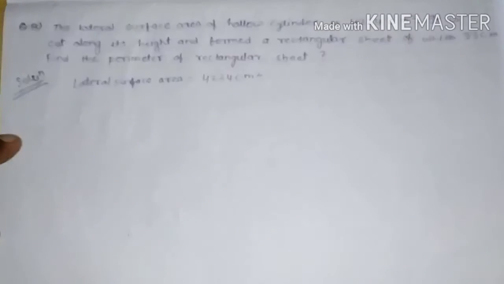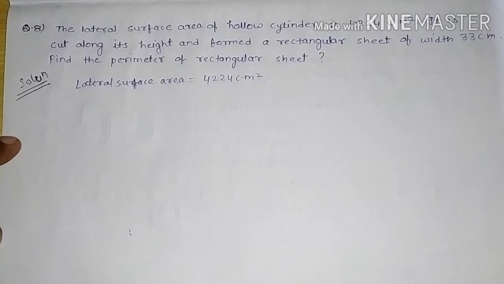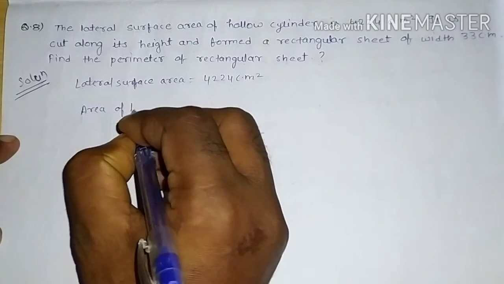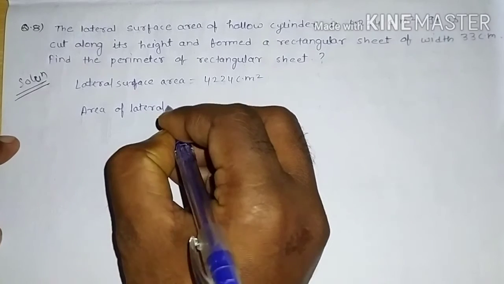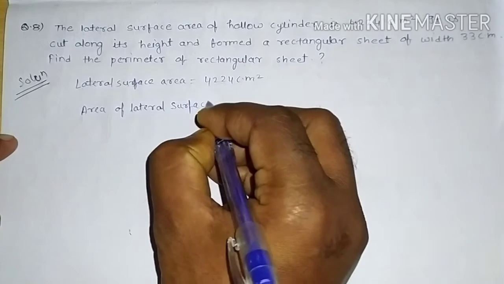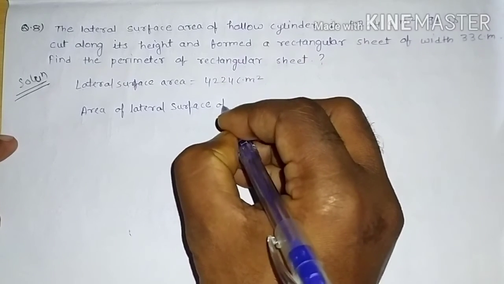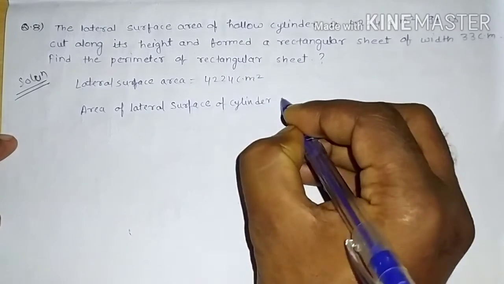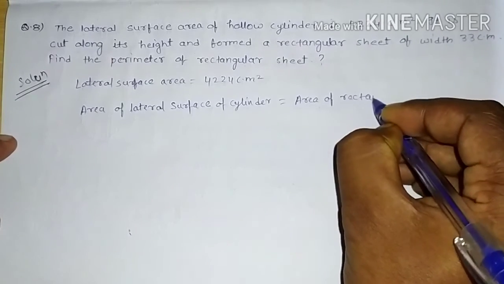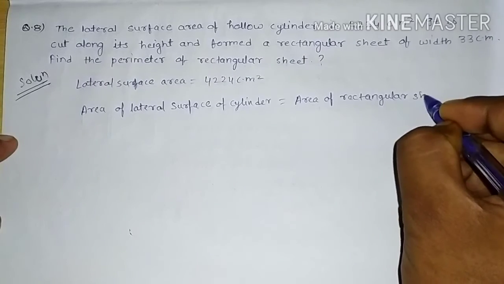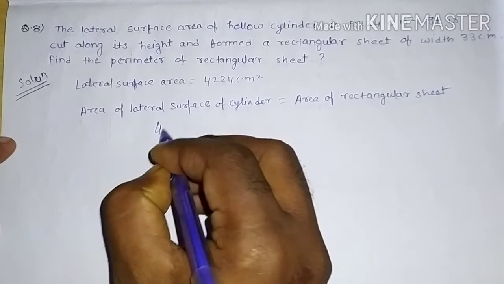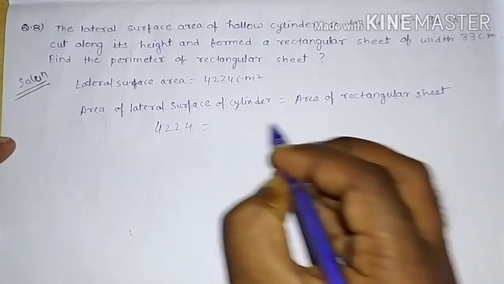So here we can write, area of the lateral surface of the cylinder is equal to the area of the rectangular sheet. This is given, the lateral surface area is given as 4224 centimeter square, which is equal to the area of the rectangular sheet.